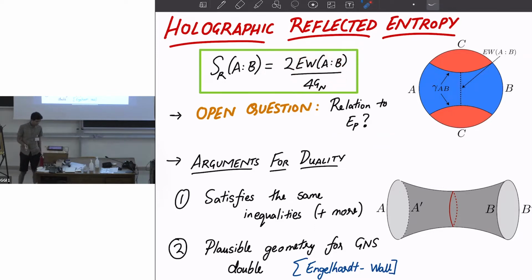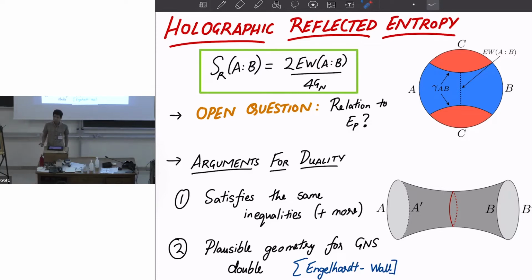There's a similar proposal that was made for the entanglement of purification earlier. The entanglement of purification is also a nice entanglement measure, but it's something that's hard to compute. It requires optimizing over all possible purifications. So it's hard to get a handle on it. However, it's still plausible that the entanglement of purification is also related to the entanglement wedge cross section. So it would be nice to understand in any controlled setting whether it's in any way related. But the reflected entropy here has the advantage that we can compute it in particular models, so we can really show that this is the case.